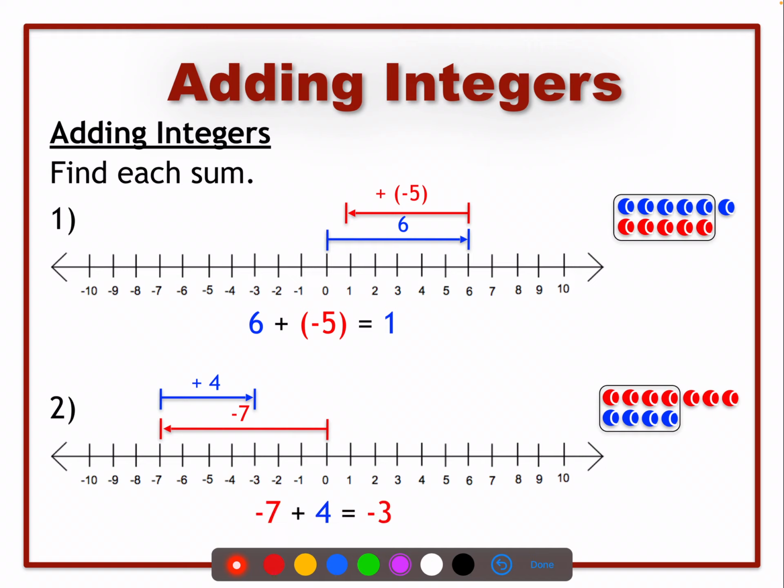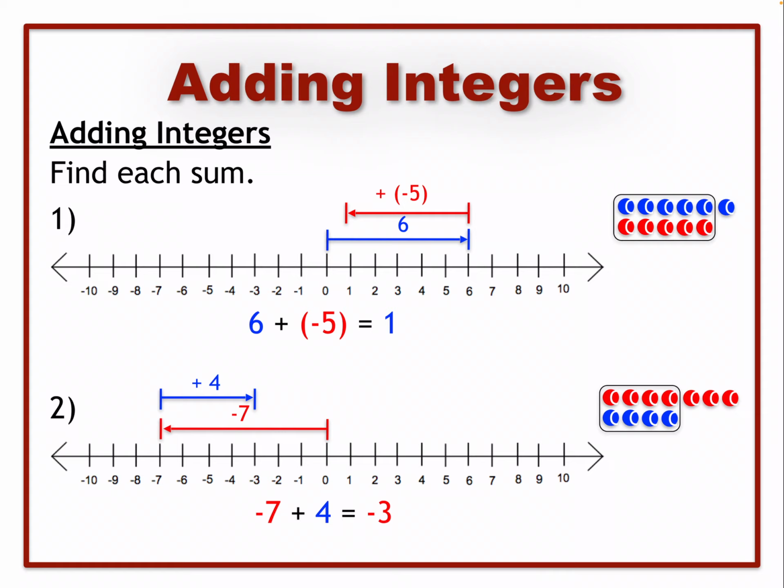So because we have negative 7 plus 4, again, if we have negatives as boys and positives as girls, of which one do I have more? Of the boys. So I'm going to have 3 boys left without couples. That means 3 negative.